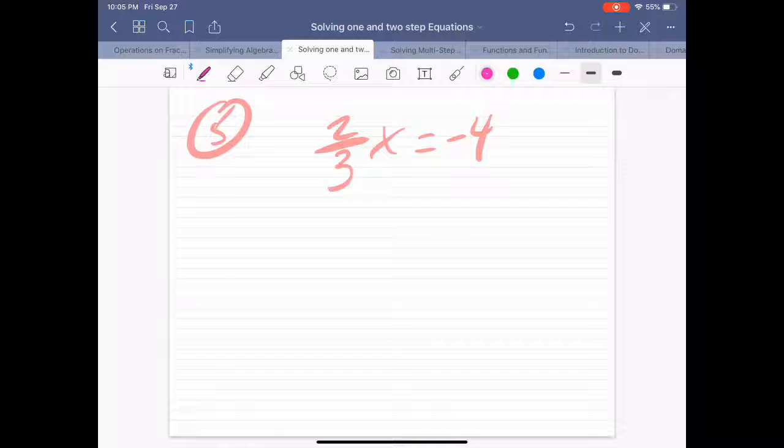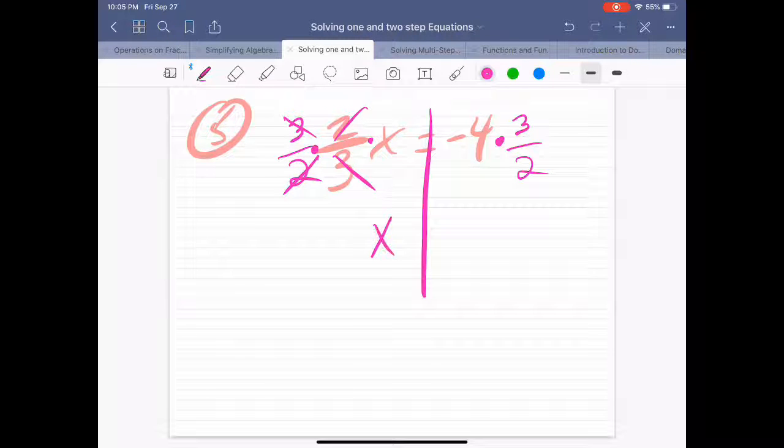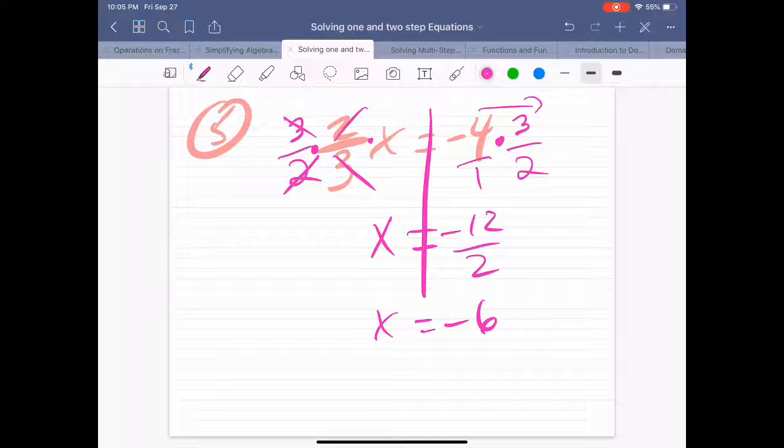Example 5. 2 over 3 times x equals negative 4. To get rid of the fraction, you multiply by the reciprocal. Multiply both sides by 3 over 2. 3 over 3 reduces to 1. 2 over 2 reduces to 1, so bring down your 1x. And then you have negative 4 times 3 over 2 on the right side. So put the negative 4 over 1, multiply across, and you get negative 12 over 2. That reduces to negative 6.